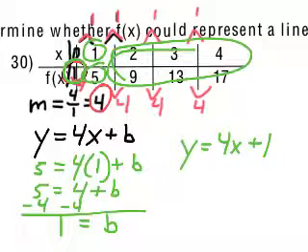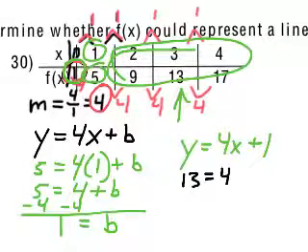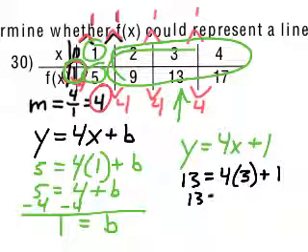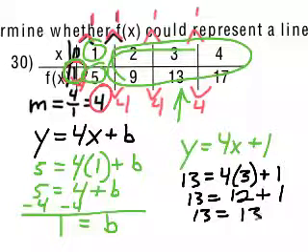Like we can stick one of these points in, make sure it's true. Did I goof this up? So let's try this. We'll try this point here. We'll put in 13 equals 4 times 3 plus 1. 13 equals 12 plus 1. 13 equals 13. It worked. So you could try all the points if you want to.